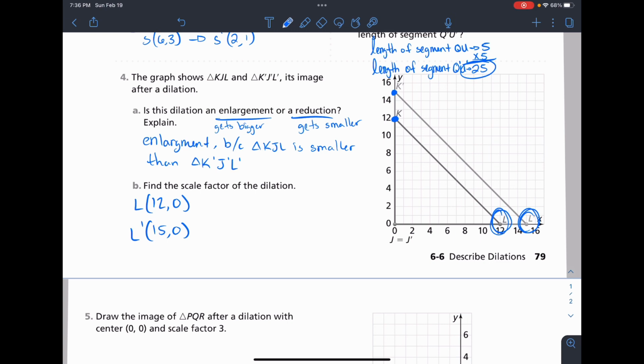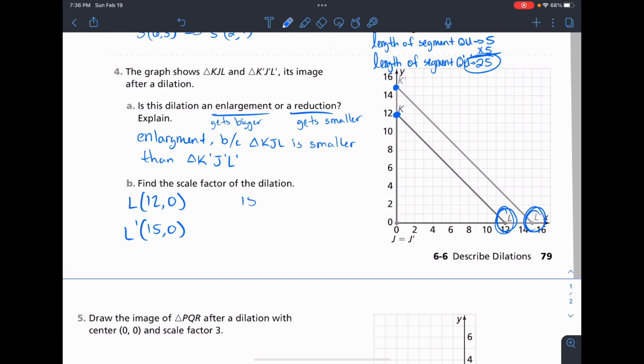So what you could do is take 15 and divide it by 12. If you do 15 divided by 12, and you can do that in a calculator, you should get 1.25, or technically that would be 5/4. However you want to look at that, you could either say 1 1/4 or 5/4. So if you think about your scale factor, that's what it would be, because that's what you would multiply 12 by in order to get to 15. And that's what scale factor is.